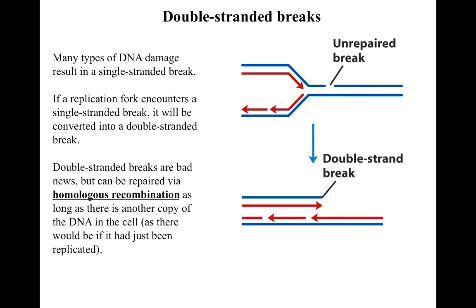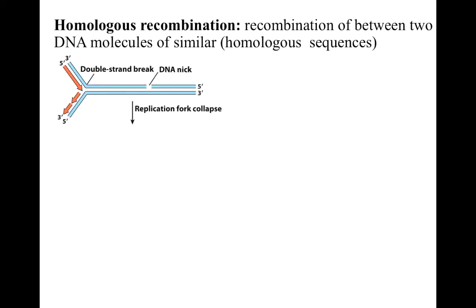And double-stranded breaks are actually pretty bad news, but they can be repaired by this mechanism called homologous recombination, as long as there's another copy of the DNA in the cell that is very similar to it, as there would be if the DNA had just been replicated. So homologous recombination is a mechanism of repair in which it repairs a double-stranded break, and it does so by combining two molecules that are very similar to each other, so they have homologous sequences.